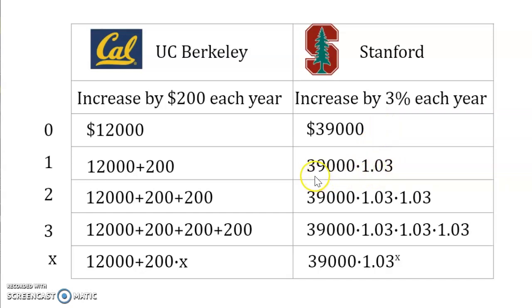So 1.03 multiplied by 39,000, that's the first year. And then second year, whatever the previous value was, you're multiplying by 1.03 again. And then you keep doing that, adding one multiplication of 1.03. So for year x, you can generalize this as multiplying 39,000 by 1.03 multiplied to itself x number of times, or raised to the power of x.